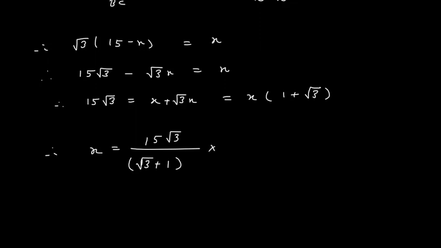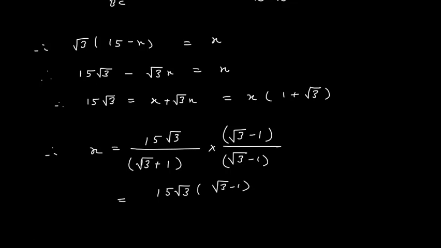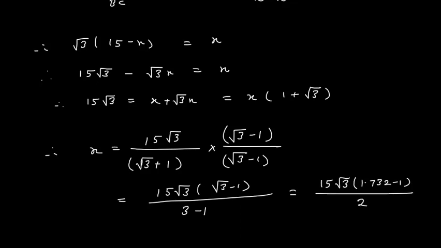And now to find its value, we rationalize it. We multiply this by root 3 minus 1 and divide by root 3 minus 1. So this will be 15 root 3 into (root 3 minus 1) whole divided by, a plus b into a minus b is a square minus b square, that is root 3 squared is 3, minus 1 squared, that is minus 1. So this is 15 root 3 into (root 3 minus 1), which is 1.732 minus 1, whole divided by 3 minus 1, which is 2.